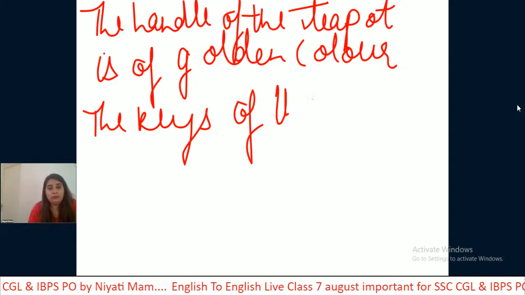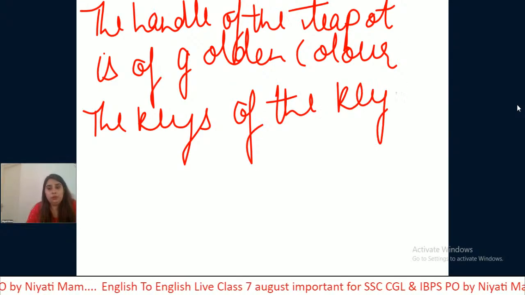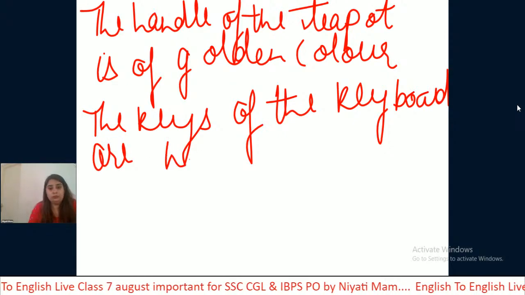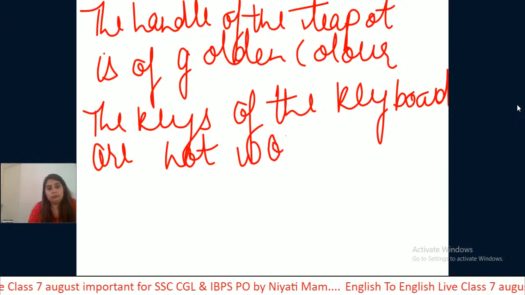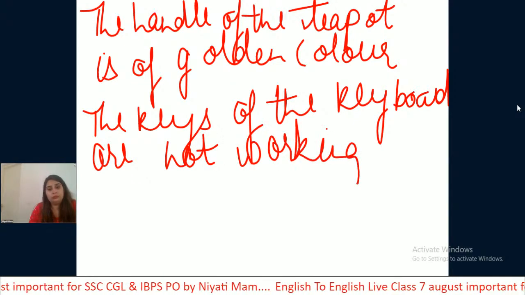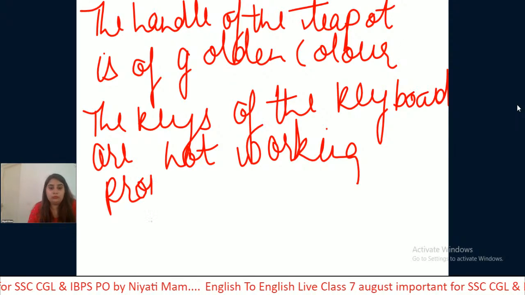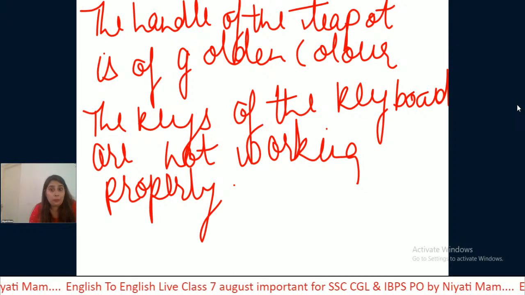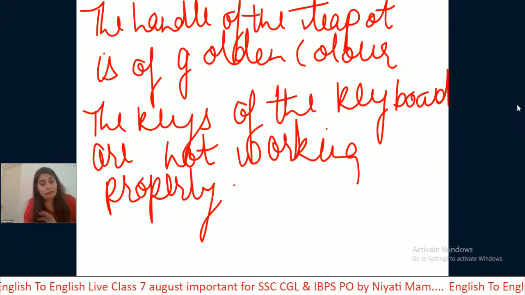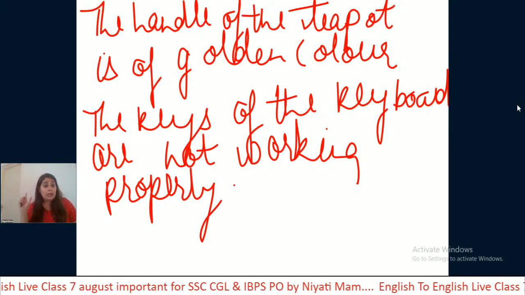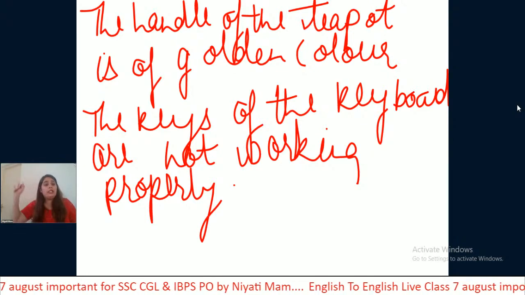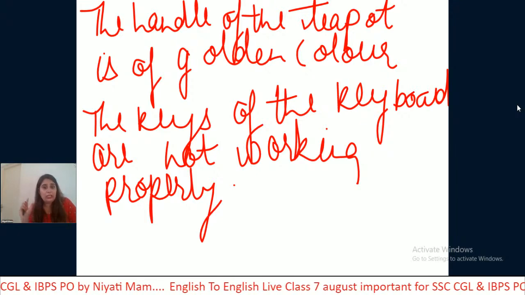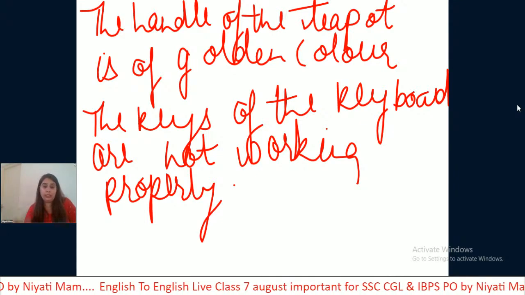The second sentence will become: the keys of the keyboard are not working properly. So this is the form through which we can write these sentences in the correct version. Instead of the teapot's handle, the handle of the teapot. Instead of the keyboard's keys, the keys of the keyboard are not working properly.